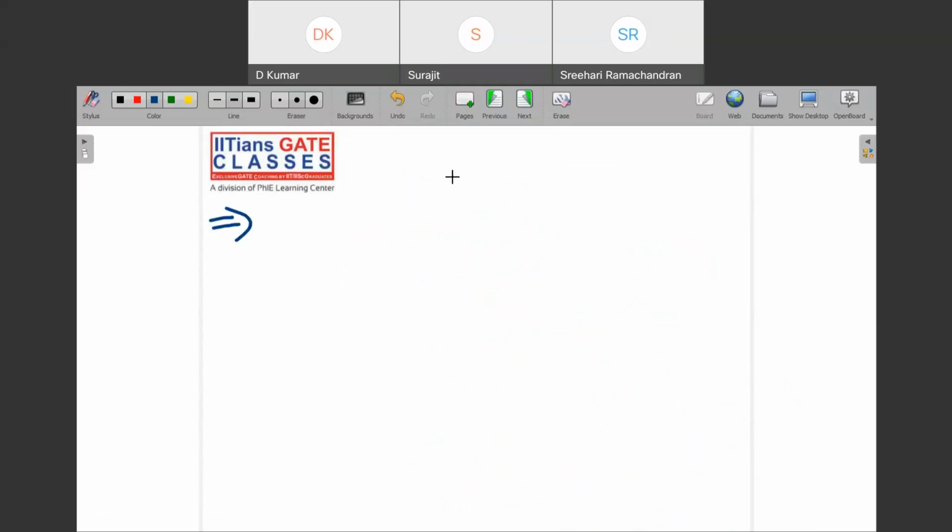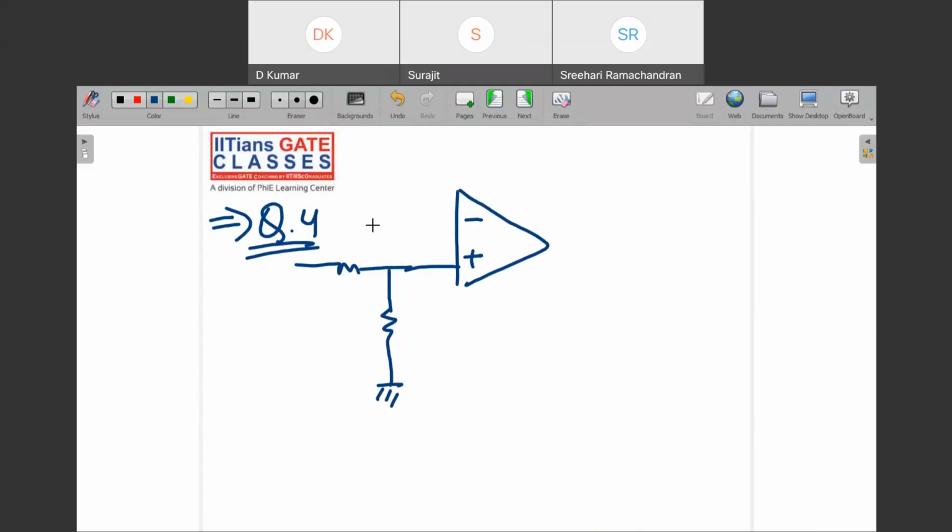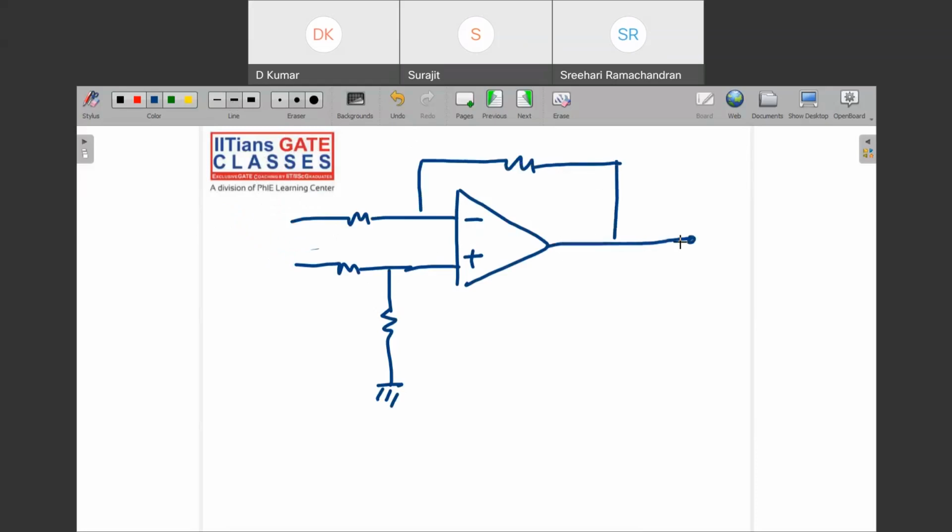Now, let me take one more problem, guys. The next problem is problem number 4. Minus, plus, this is the resistance here, and there is a resistance again. An op-amp without resistances is very bad, because it will be in saturation again. So there is an R, this is R again, everything is R, and there is a V1, there is a V2, and you have to find V out.